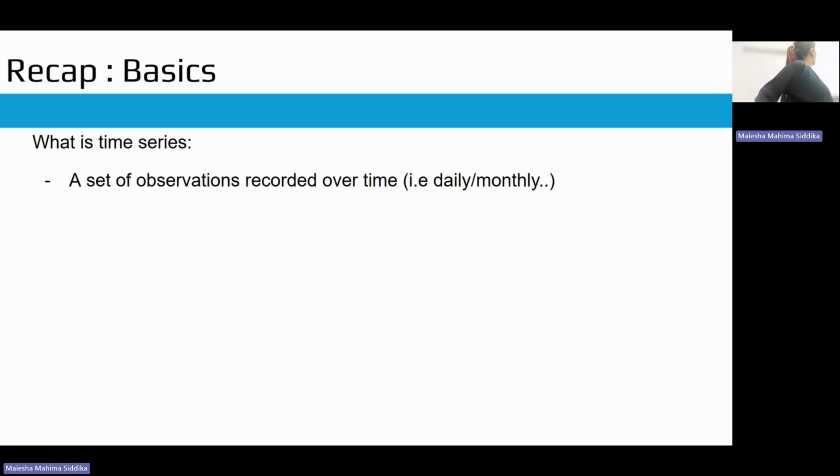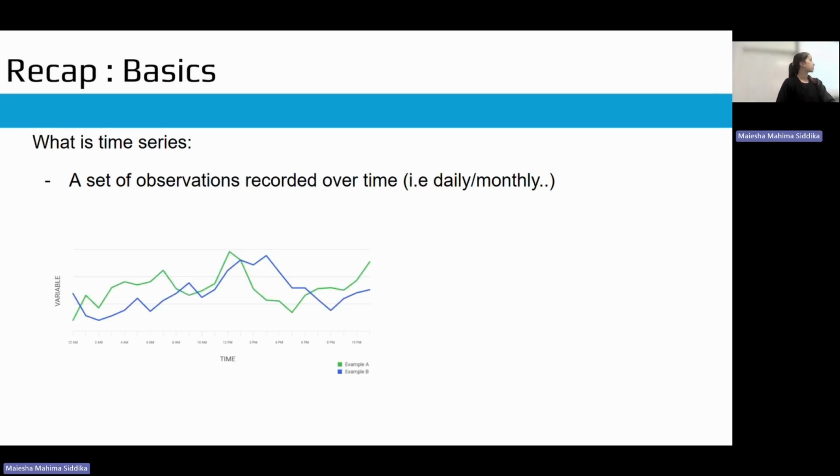So a bit of recap. What is a time series? It's simply a set of observations recorded over time. So it can be weekly, it can be monthly, yearly. This is an example of what a time series plot might look like. So as you can see, it goes up and down, and it is a continuous line and not like a scatter plot.